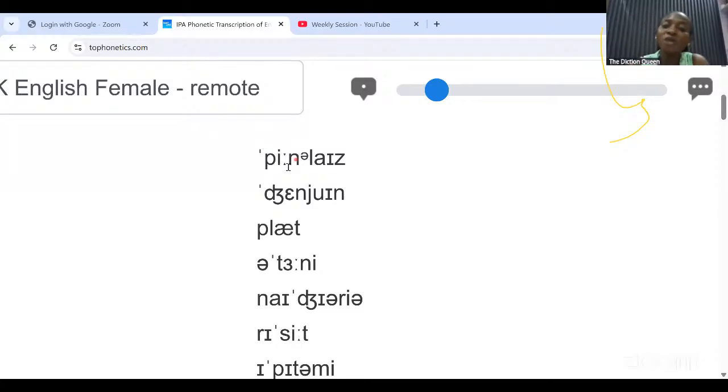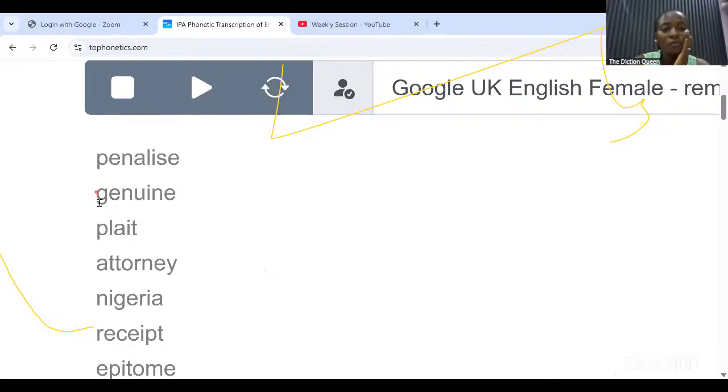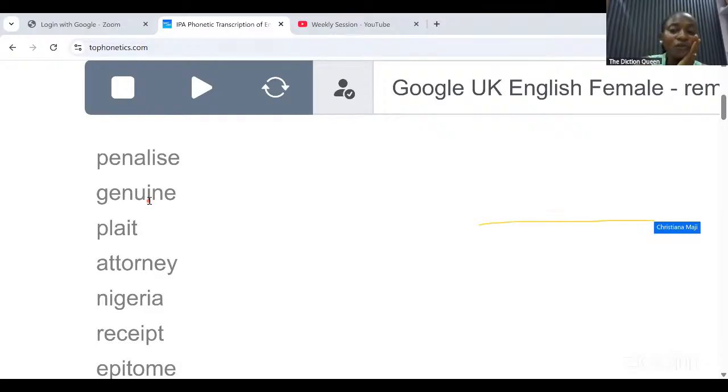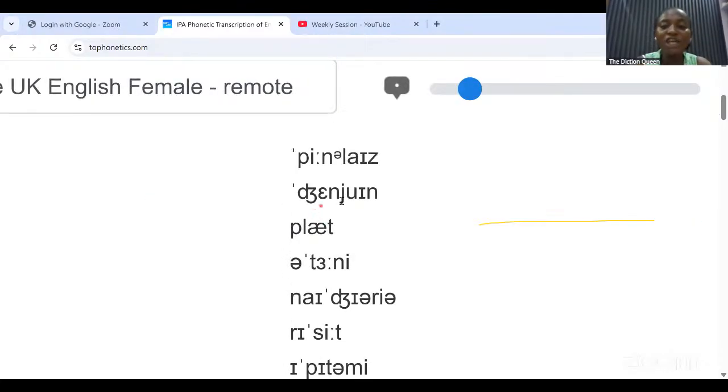So should I want to pronounce this word, the first syllable has the stress mark. So it means that the first syllable should be said louder, longer, and clearer. So I go penalize, not penalize. Penalize. Now the second word. Looking at the spelling of this word, you might be tempted to say genuine. No, please. The word is not genuine. The right pronunciation of the word is genuine.